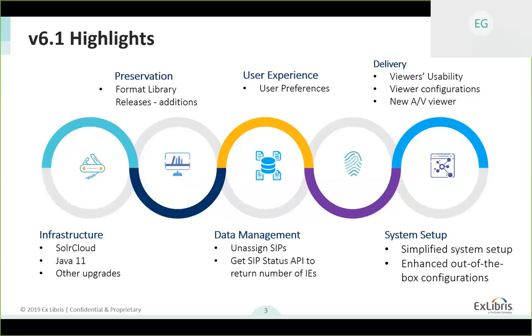So this is again a bit of a highlight of what we're going to talk about. It's not all the features that are covered in 6.1, but certainly the main ones. As I said, in the infrastructure, we have some pretty major changes coming through on the Solr Cloud, Java 11, and other third-party upgrades. Preservation, we added some information coming through, the request coming through from the Format Library Working Group in the Format Library Releases page. User experience, we continued our efforts in the user preferences and allowing the institutions to customize it for the specific user. And data management, we had some capabilities around the workbenches on unassigning SIPs and an expansion of some of the APIs.